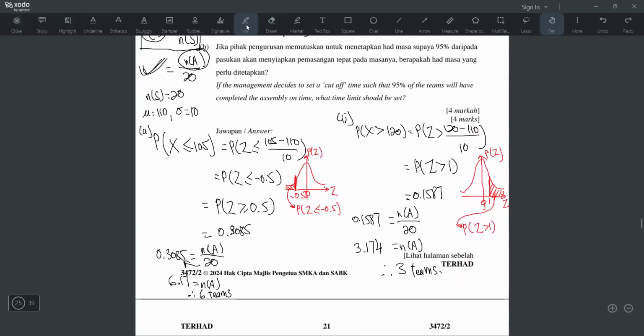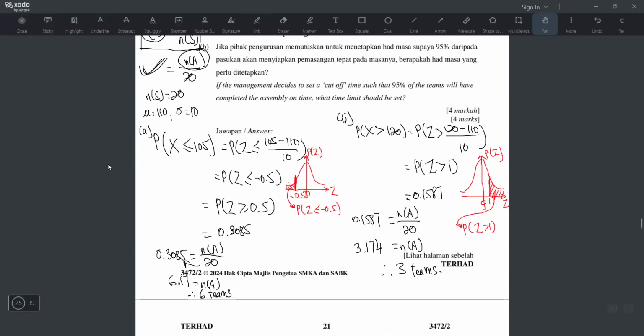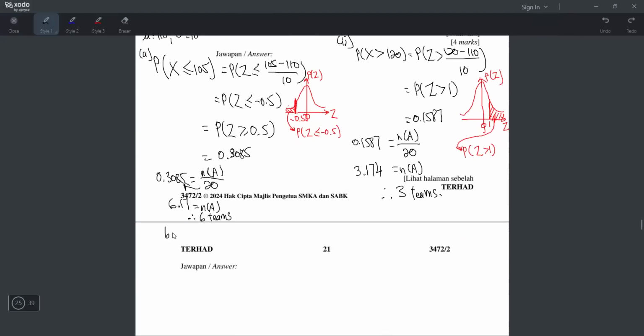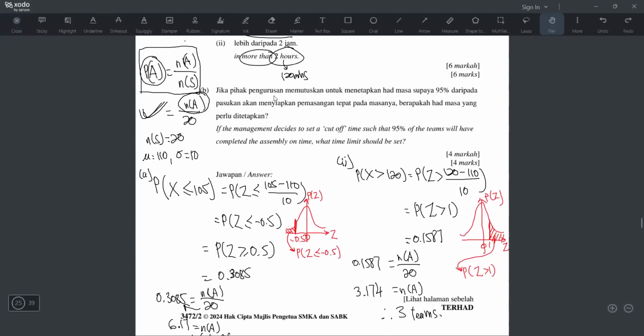I think B is like the other way around. You have to read from the inside, because the previous one was reading from the outside, where they give the Z value. So maybe this question will ask without giving the Z value, and we have to read from the inside. Okay, let's read. If the management decides to set a cut-off time such that 95% of the teams will have completed the assembly on time, what time limit should be set?